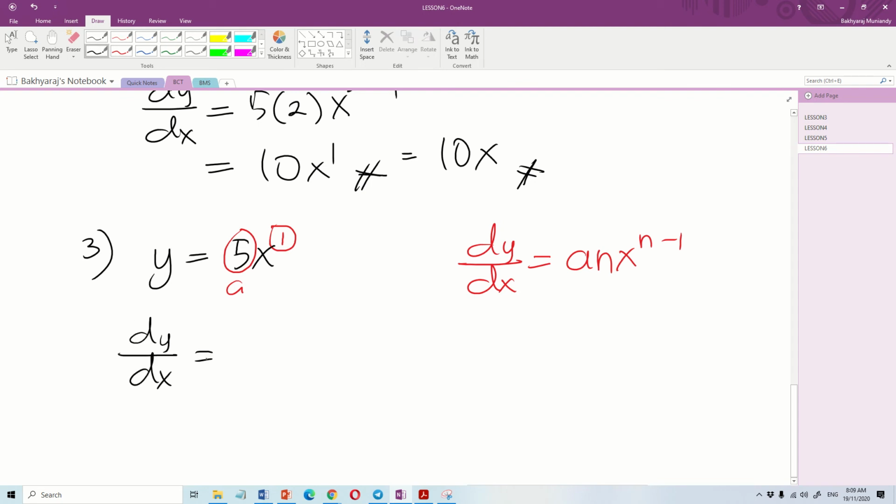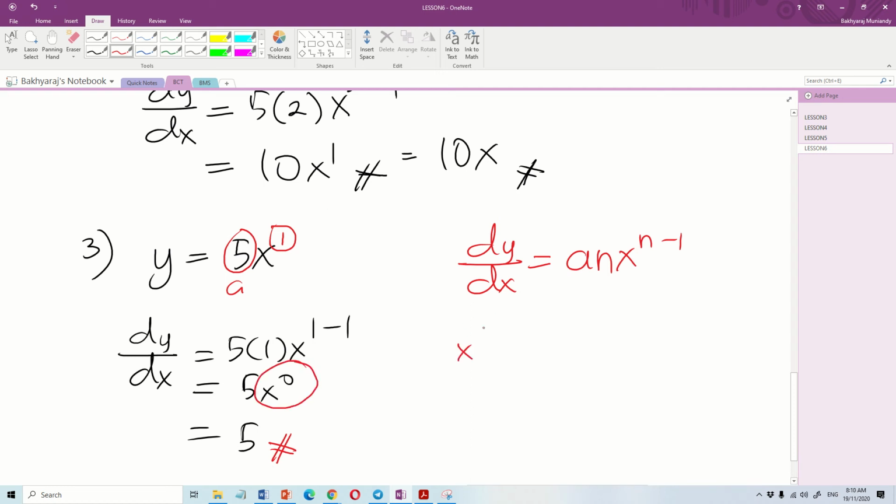dy/dx will be equal 5 times 1 x^(1-1), which will give you 5x power of 0, equals 5, right? Tapi kalau kita buat ni pun tak apa, I akan terima jawapan 5, right? But what I want to try to explain here is this. Ini yang saya nak tengok ni.